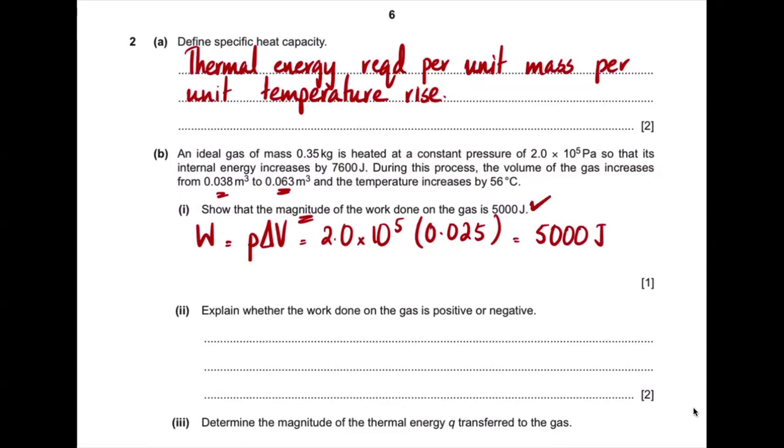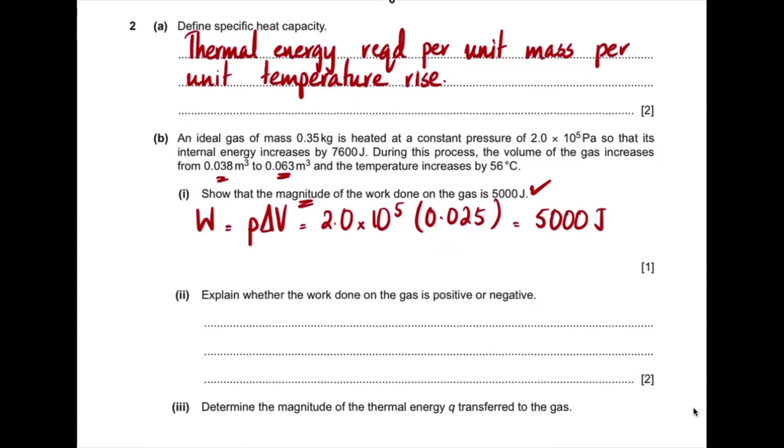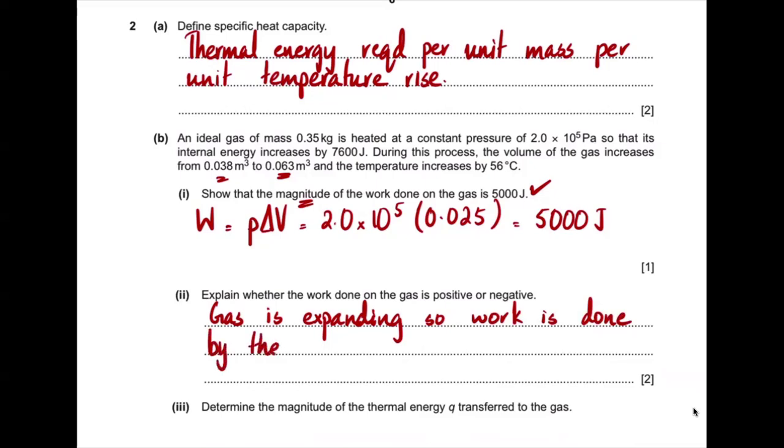Now, explain whether the work done on the gas is positive or negative. Do you know what this would be? The volume is expanding, so the work is done by the gas. Yeah, and if it's by the gas, it's going to be negative. Right? Okay. So gas is expanding, or you can say that volume is increasing. So work is done by the gas, so its energy is reducing, hence negative.